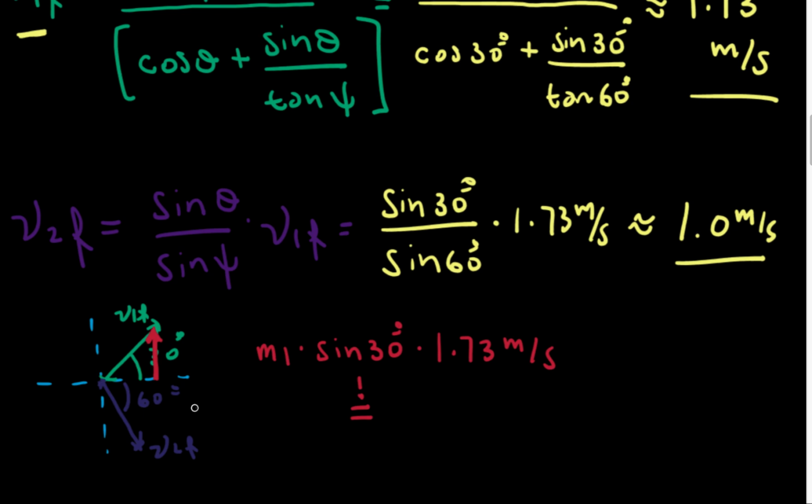Okay, it needs to be this component. It needs to be mass 2 sine of 60 degrees multiplied by 1.0 meters per second. Okay? And again, mass 1 and mass 2 is the same. Right?